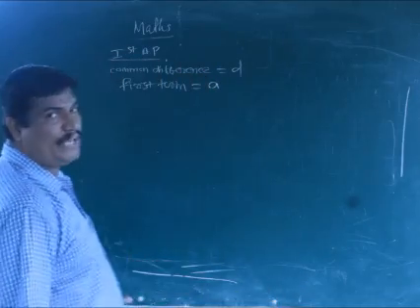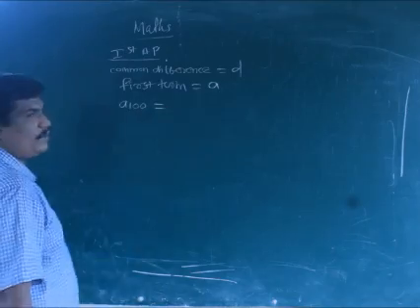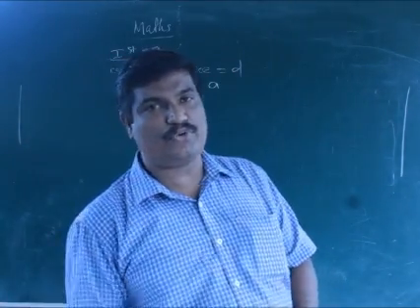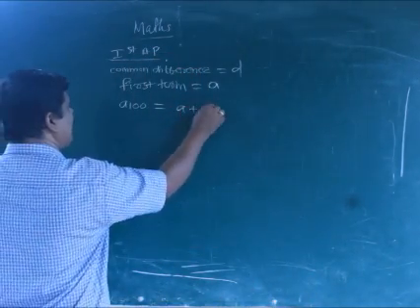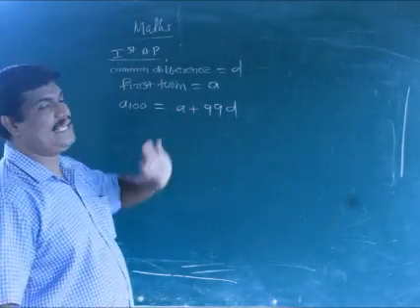First find the 100th term, A100, of the first AP. What is the formula? A n is equal to A plus n minus 1 into D. So what is the formula for A100? A plus 99D. Clear? A100 is A plus 99D.